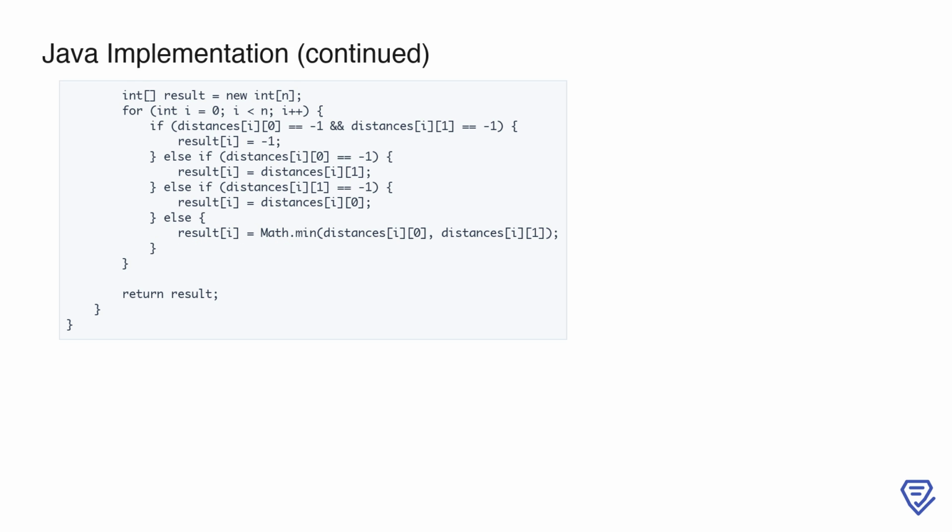After completing the BFS traversal, we need to compile the results. For each node, we check the shortest distance reachable either via a red or blue edge. If both distances are -1, it means the node is unreachable, so we set its result to -1. If only one of the distances is -1, we use the valid distance. Otherwise, if both distances are valid, we take the minimum of the two. This logic ensures that the result array accurately represents the shortest path to each node with alternating edge colors. Finally, we return the result array, which contains the shortest alternating path distances for all nodes in the graph.